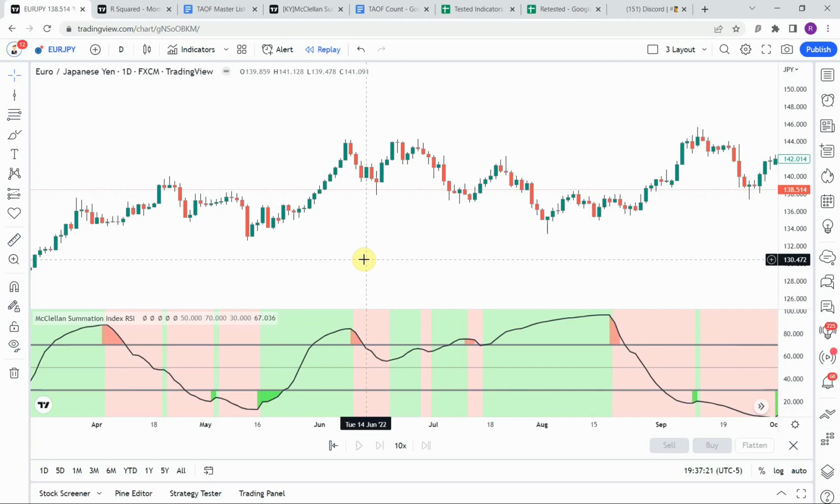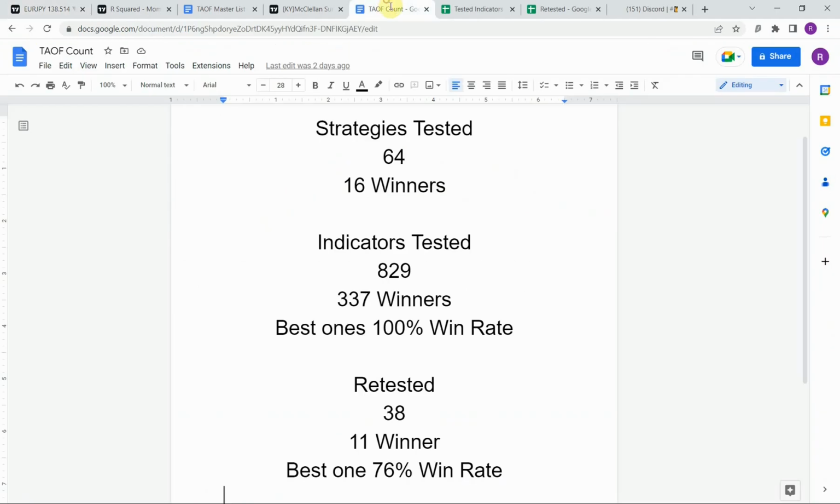Alright, as I said, today we will be looking at an advanced testing of the McClellan Summation Index Indicator. Before we do though, I wanted to put the testing scoreboard up for everyone to see. So to date, we have tested a total of 64 different strategies, with 16 of them being profitable. We've also tested a total of 829 indicators, with 337 of them being winners. The best ones so far were able to achieve a 100% win rate.